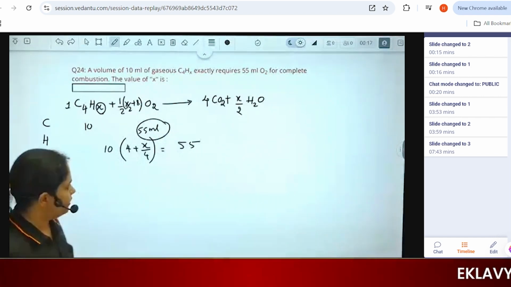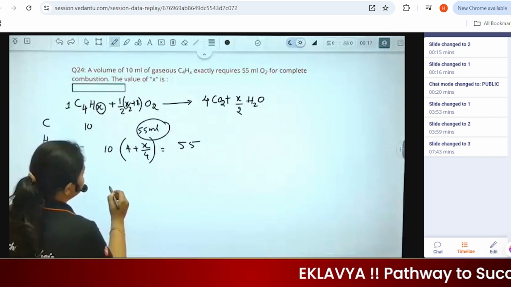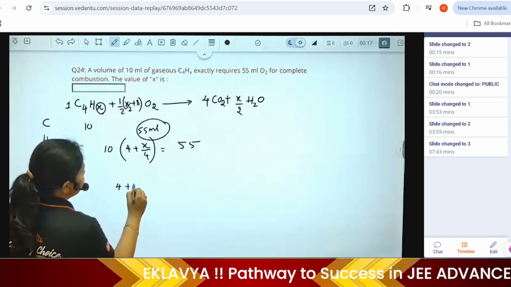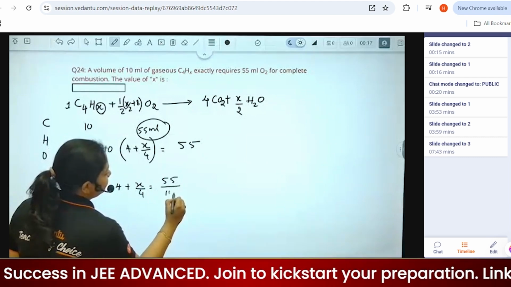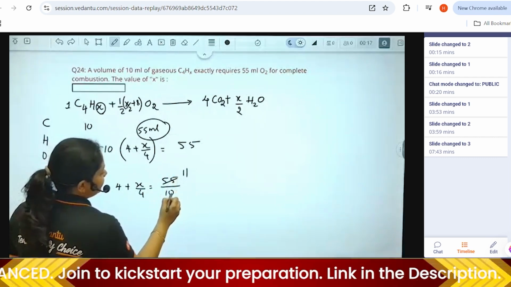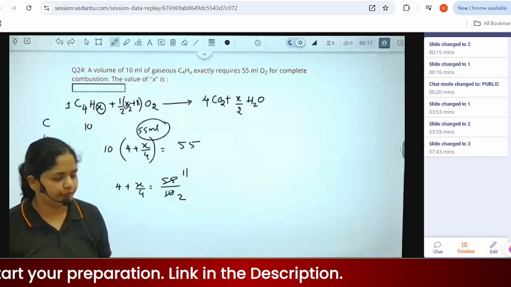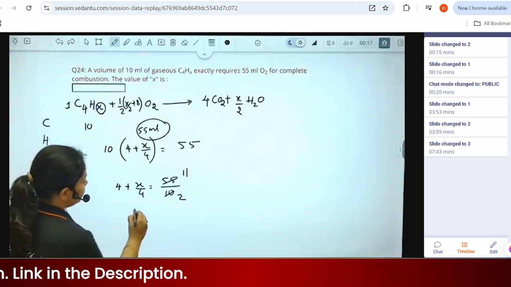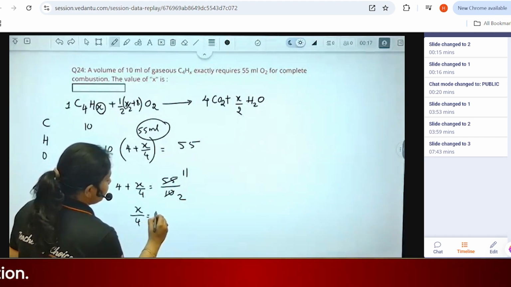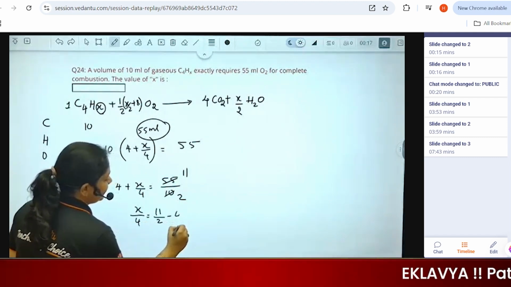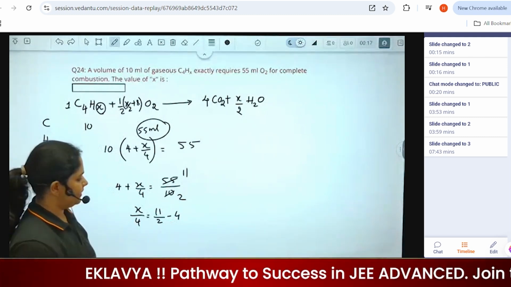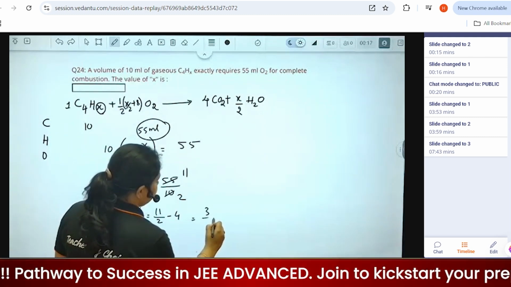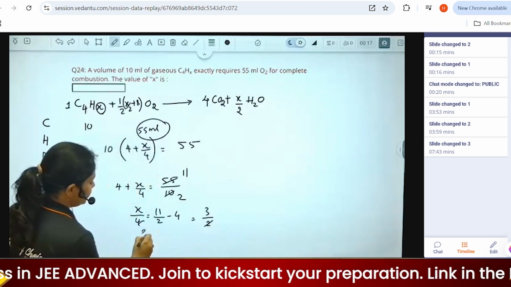So here, let's solve for x. So how much is that? 4 plus x by 4 is equal to 55 divided by 10. So 5 11s are 55 and 5 2s are 10. Then, if I take that further, x by 4 is equal to 11 by 2 minus 4. So 4 2s are 8, 11 minus 8 is 3, which is equal to 3 by 2. So 2 ones are 2, 2 twos are 4.